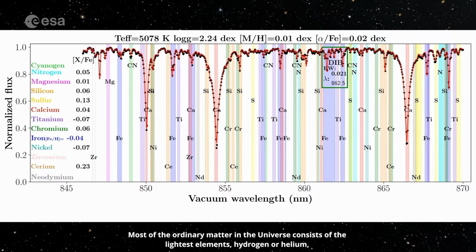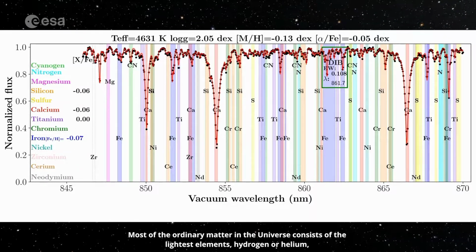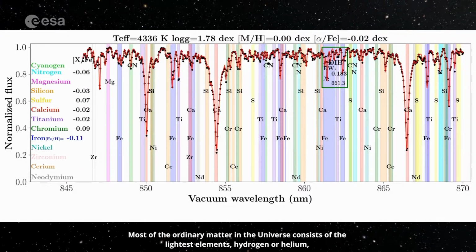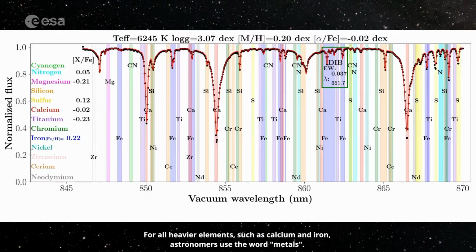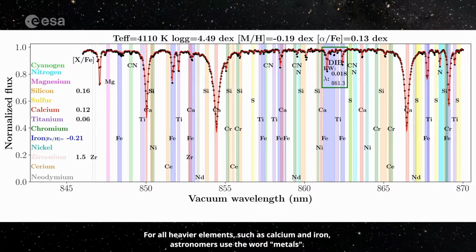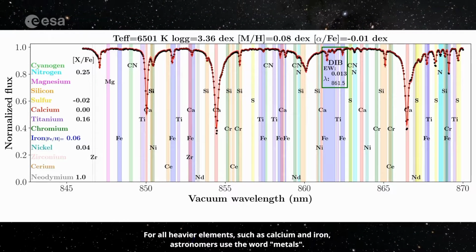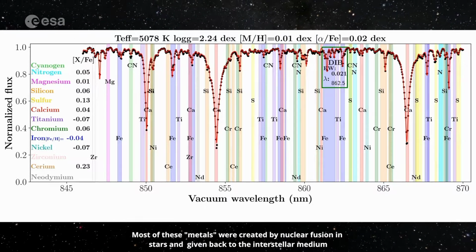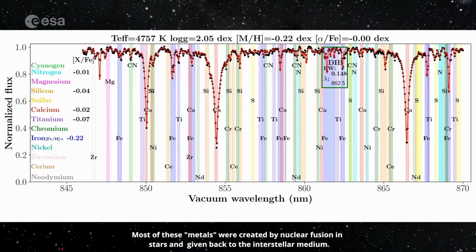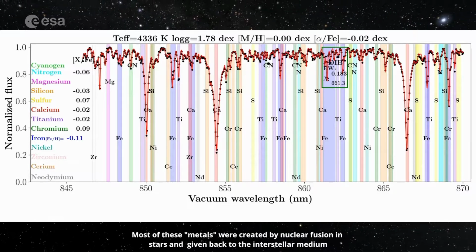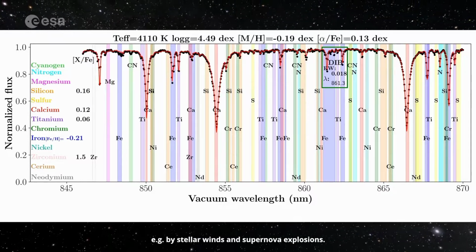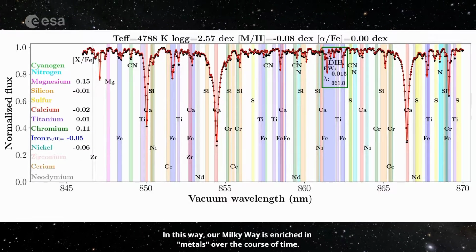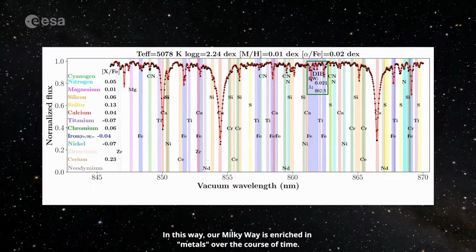Most of the ordinary matter in the universe consists of the lightest elements, hydrogen or helium, created during the Big Bang. For all heavier elements, such as calcium and iron, astronomers use the word metals. Most of these metals were created by nuclear fusion in stars and given back to the interstellar medium, for example by stellar winds and supernova explosions. In this way, our Milky Way is enriched in metals over the course of time.